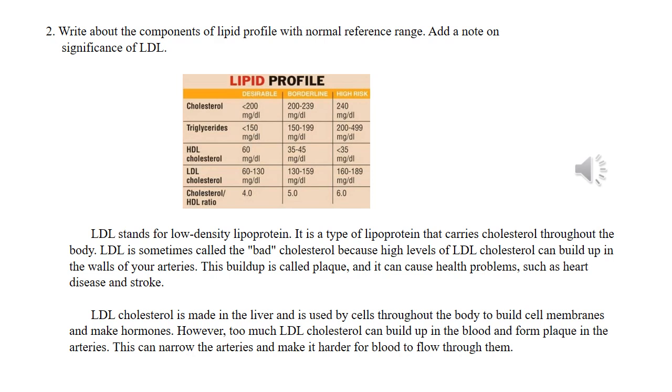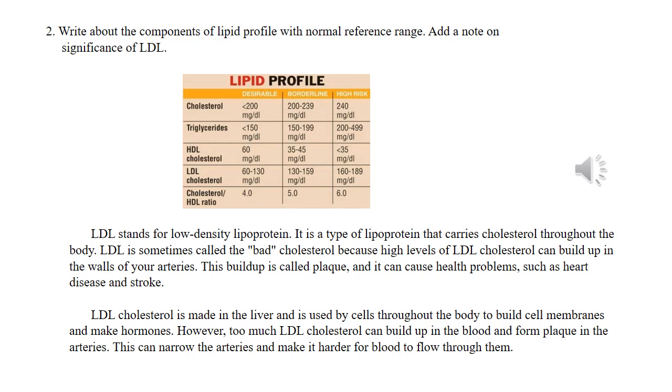Question 2. Write about the components of lipid profile with normal reference range. Add a note on significance of LDL. Answer: normal lipid profile is total cholesterol, below 200 mg/dl. High density lipoprotein, HDL, cholesterol, above 60 mg/dl. Low density lipoprotein, LDL, cholesterol, below 100 mg/dl, for people who have diabetes, below 70 mg/dl.